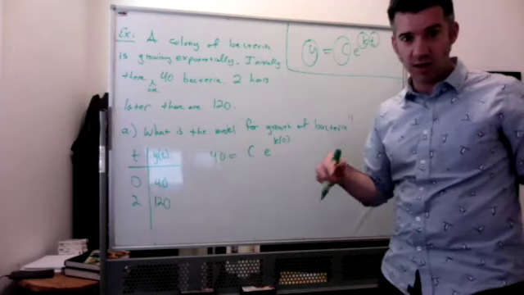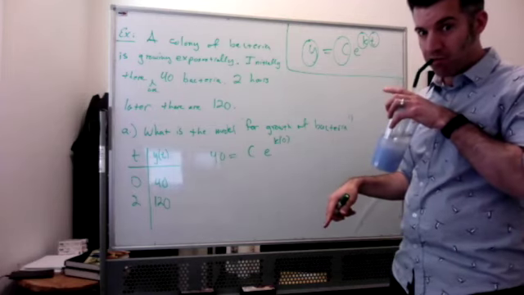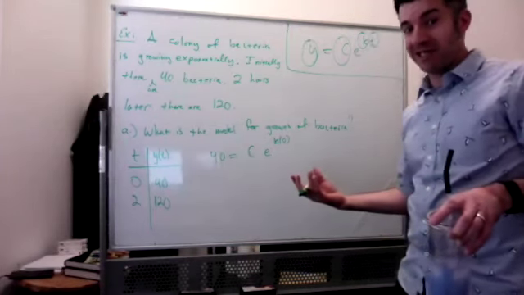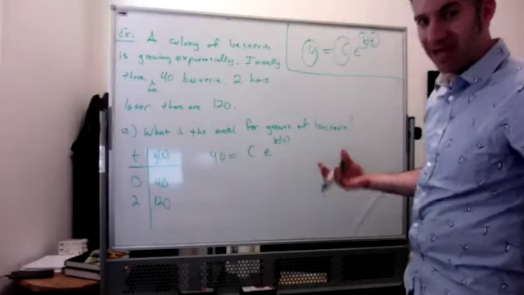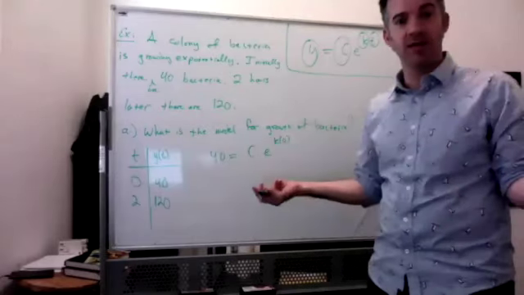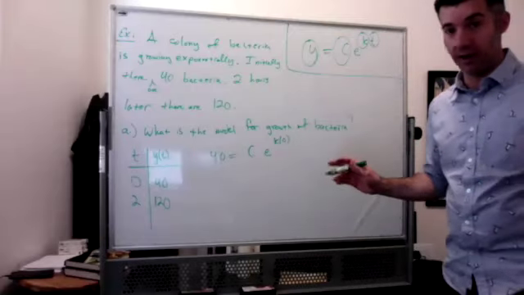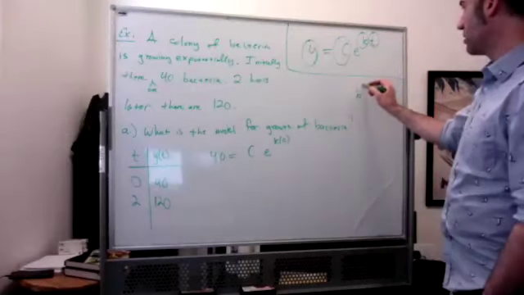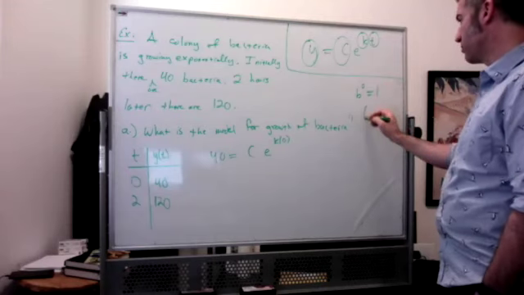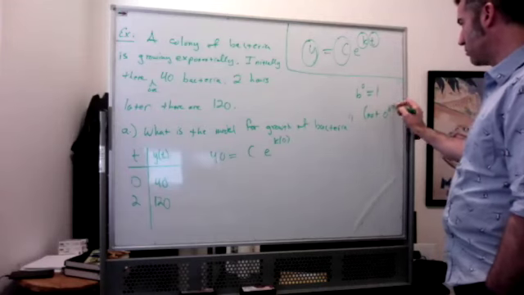Everybody, what's e to the 0? Anybody, what's e to the 0? Would it be 1? It would definitely be 1, yes. Anything to the 0 is 1, with one exception, 0 to the 0 is undefined. So yeah, anything to the 0 is equal to 1, except for 0 to the 0.